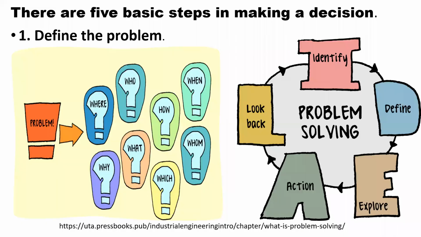There are 5 basic steps in making a decision. Number 1, define the problem. You should identify, define, explore, act, and look back. So these are the process. And of course, in your problem, you can ask why, who, what, how, when, whom, and which. So the first thing that you could do is define the problem.